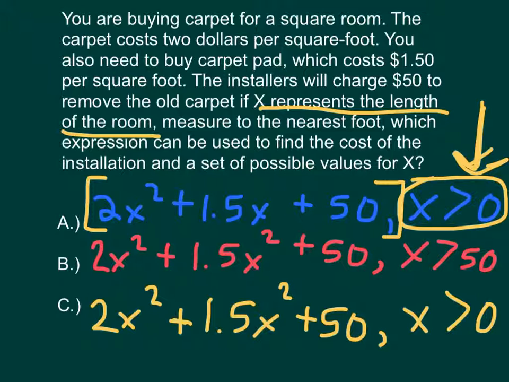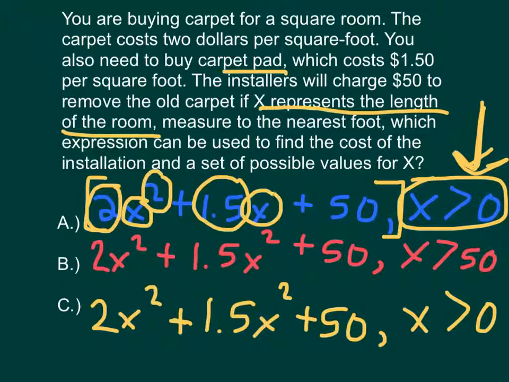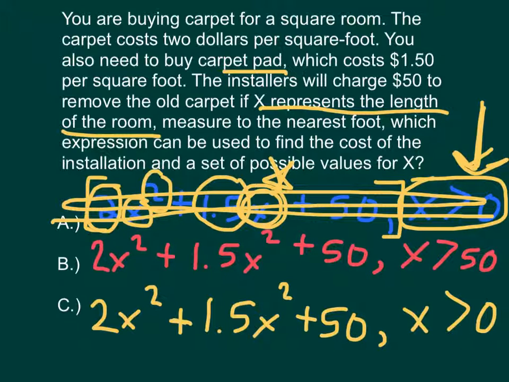Okay. Well, take a look at this. You're buying a carpet for a square room. The carpet costs $2 per square foot. This represents the $2, this represents the square, and that's the amount of feet. Plus $1.50 per square foot for the carpet pad. This represents the $1.50, this represents the footage of the pad, but as you see, there is no square there. This is actually missing the square foot. Letter A automatically is not considered to be the correct answer.